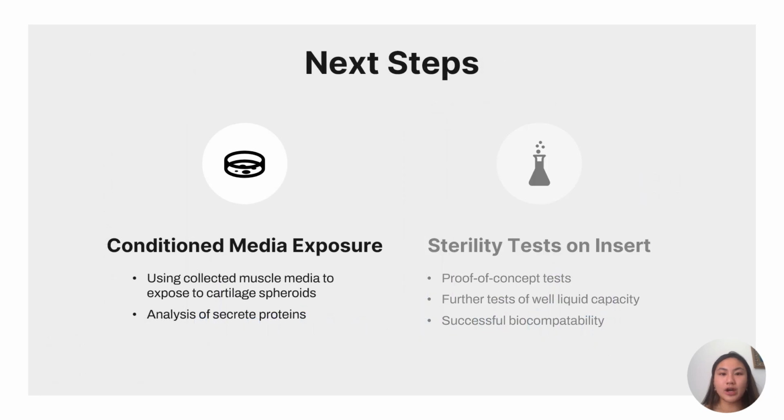Our next steps would be to use the conditioned media that I said we collected earlier and expose it to our cartilage spheroids to see if the secreted proteins from the muscle cells have any effect on them. We will also need to test the sterility of our inserts, the 3D printed inserts I created earlier, to see if they are able to stay sterile when used in cell culture, and to prove that they are biocompatible.